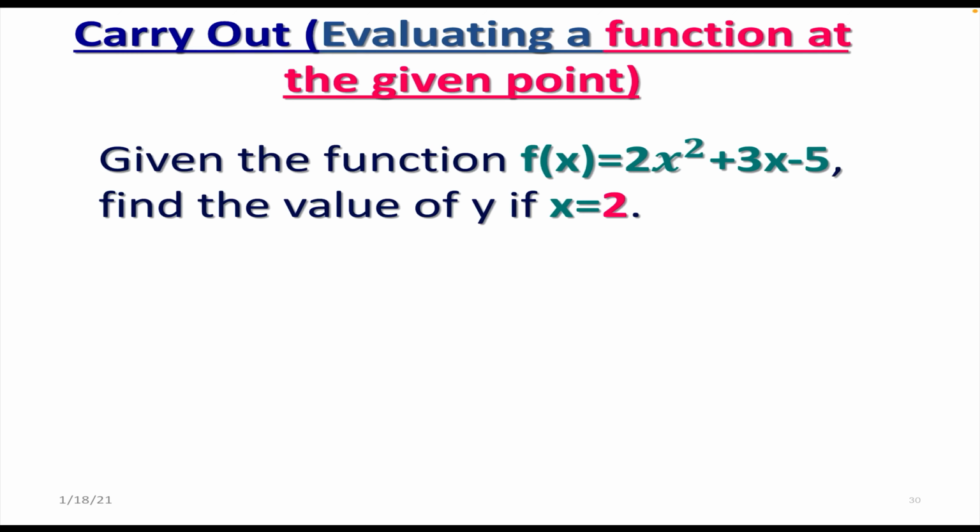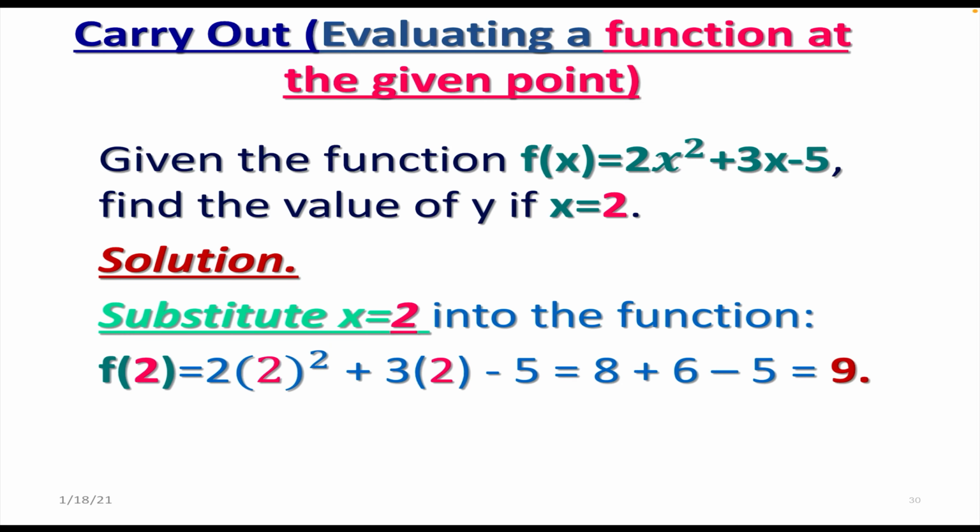Now, given the function f of x equals 2x squared plus 3x minus 5, find the value of y if x equals 2. In order to do this, we just take this 2 and plug it in for x everywhere x appears in the function. So f of 2 becomes 2 times 2 squared plus 3 times 2 minus 5. That's 8 plus 6 minus 5, and you're left with 9.